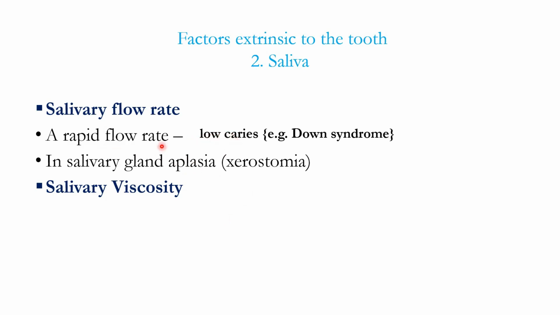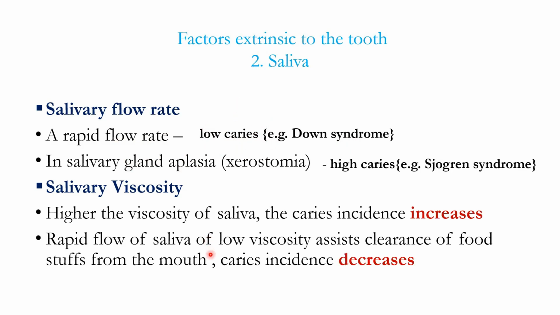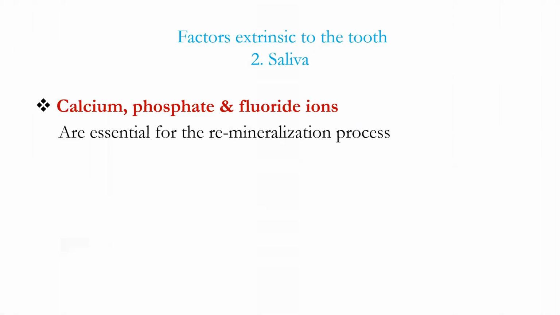And whenever there is a rapid flow rate, like in the case of Down syndrome, there is a rapid flow rate of saliva, and that results in a low incidence of caries, which is again very interesting. Why the rapid flow rate and low viscosity help in decreasing the incidence of caries is because it basically assists in clearing the food stuff from the mouth quickly, and the opposite is true when the saliva is more viscous, because that's going to make sure that the food stays within the oral cavity and is stagnated.